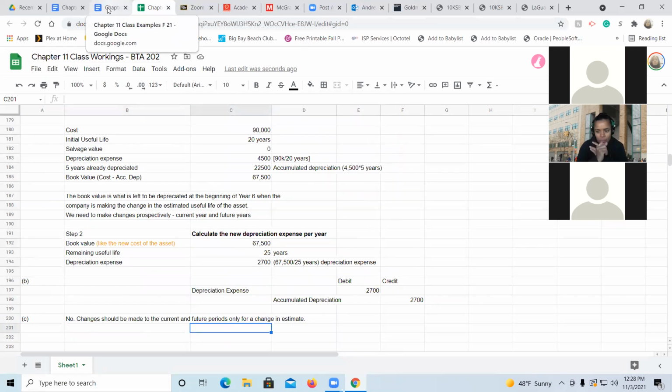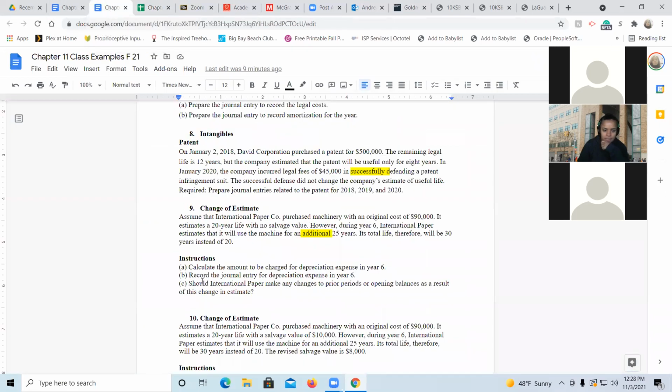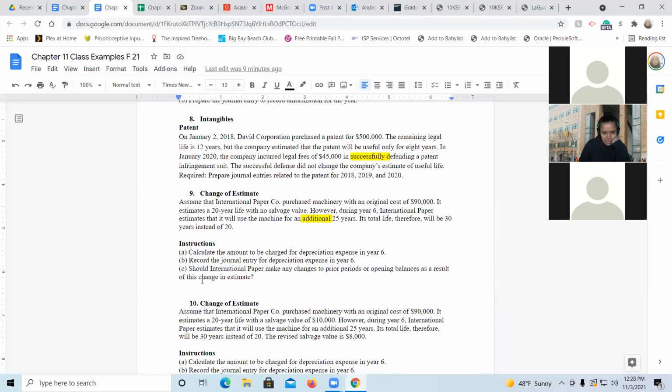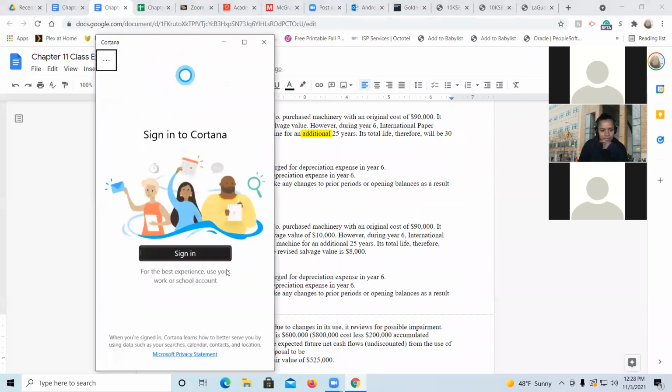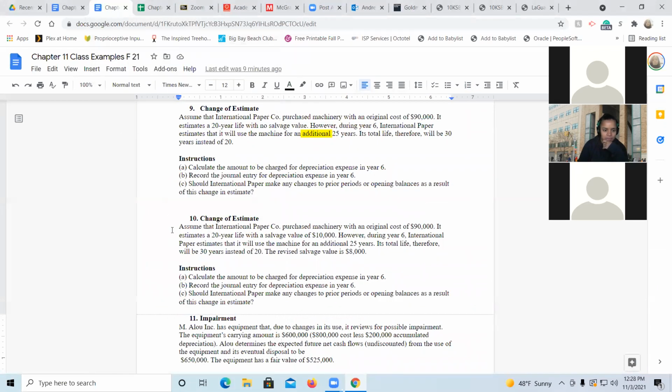Okay, so in the next example, there is a change of two things. As I said before, we're changing both the useful life and the estimate of the salvage value. So let's see what's happening. Same company, just a slightly different fact pattern here.